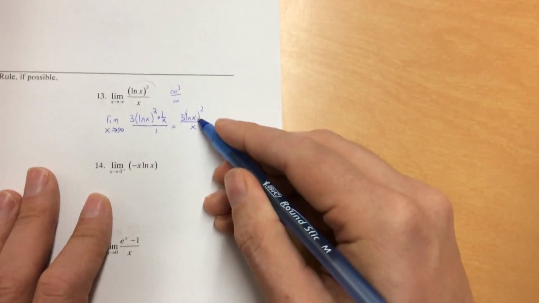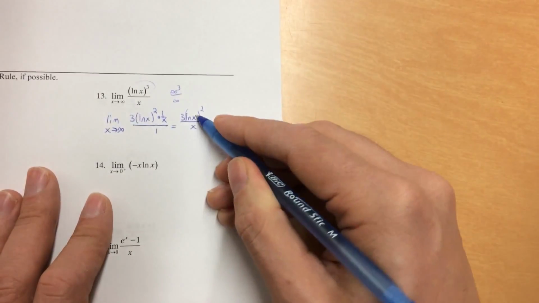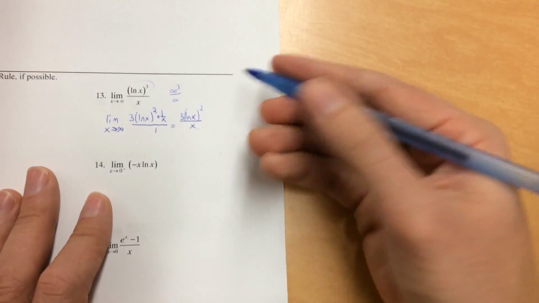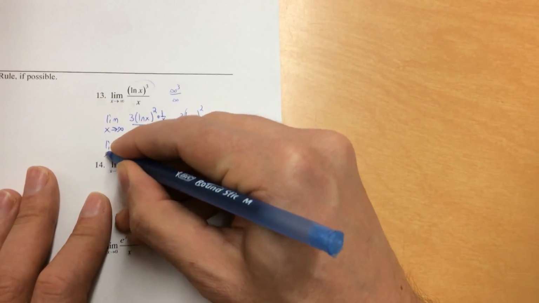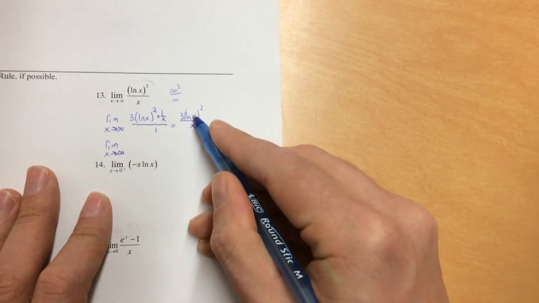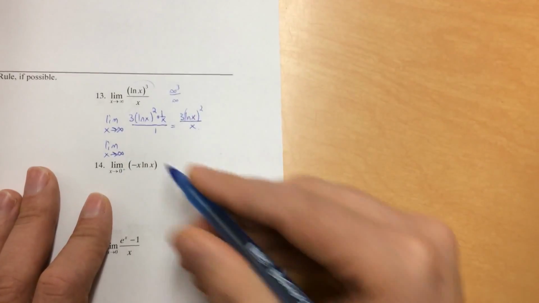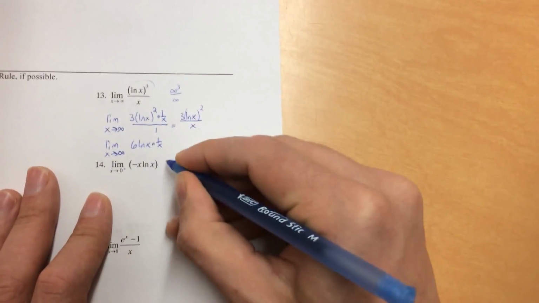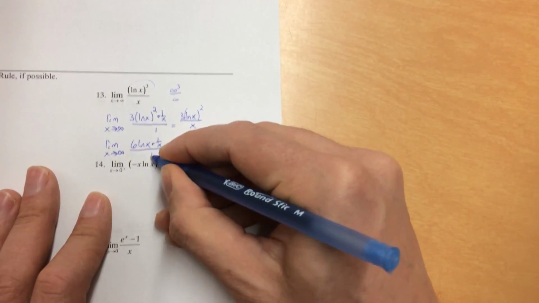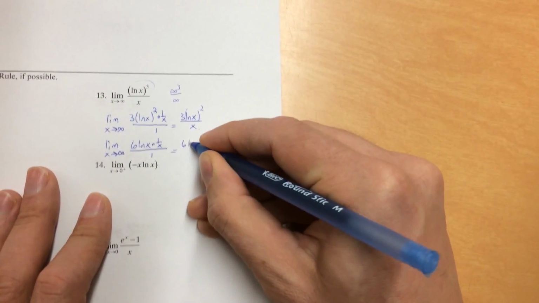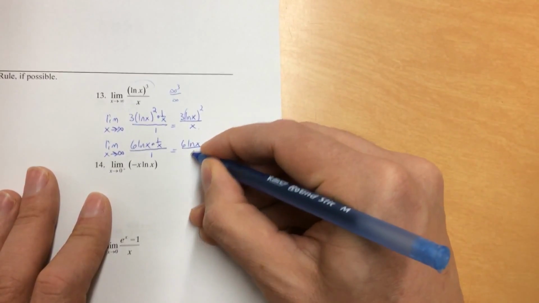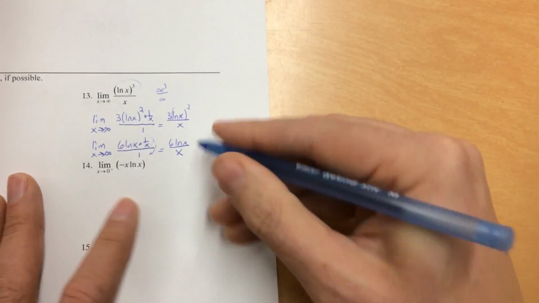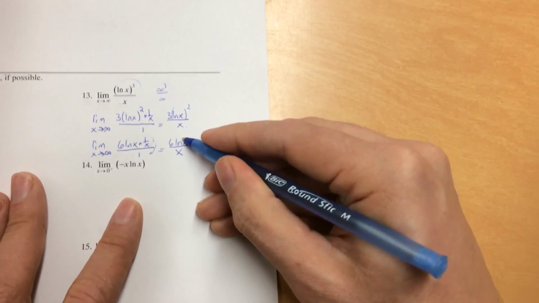And if we do the limit as x goes to infinity, again, we get infinity over infinity. So this time we need to do L'Hopital's rule again. So L'Hopital's rule says we do the derivative of the top, which is going to be 6 natural log of x times the derivative of natural log of x all over 1. This is 6 natural log of x over x when we move this down. And so this, again, is infinity over infinity.